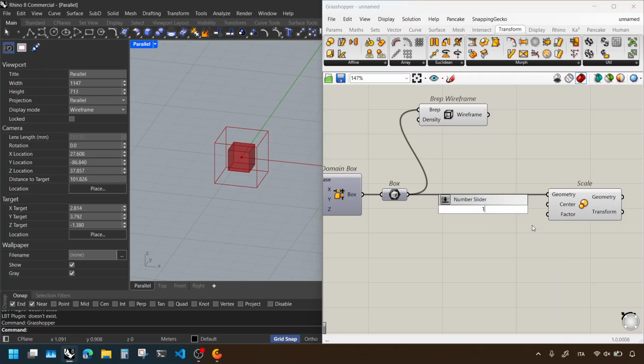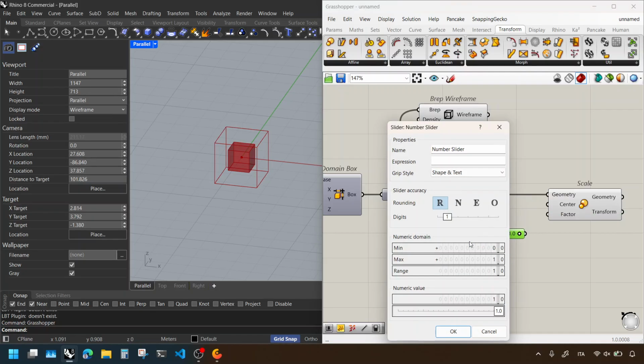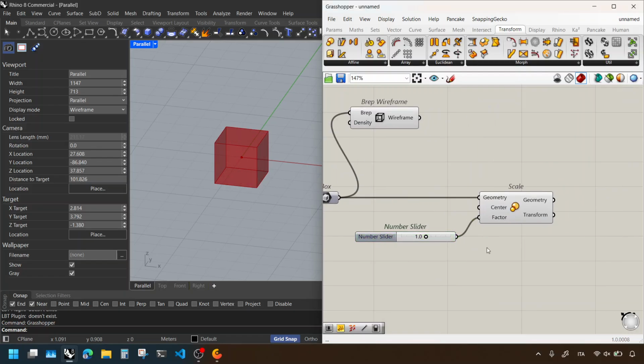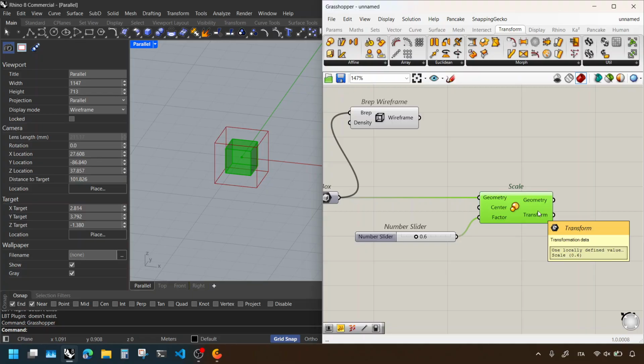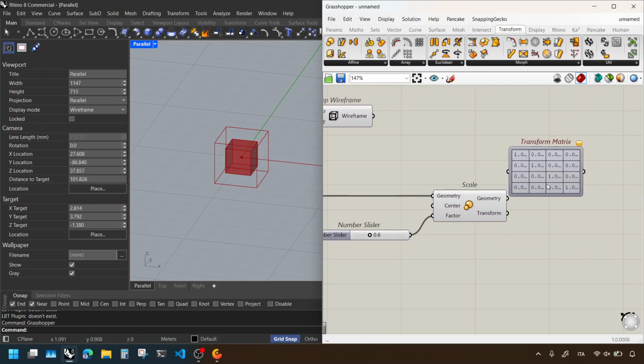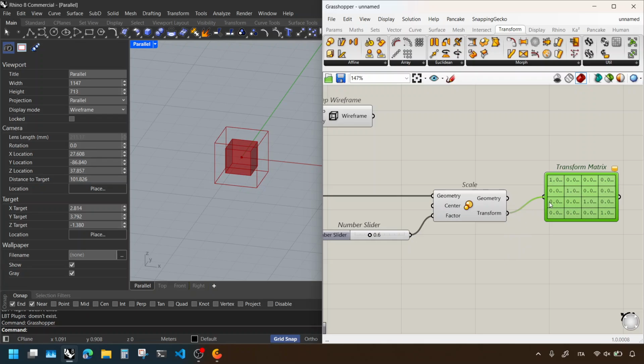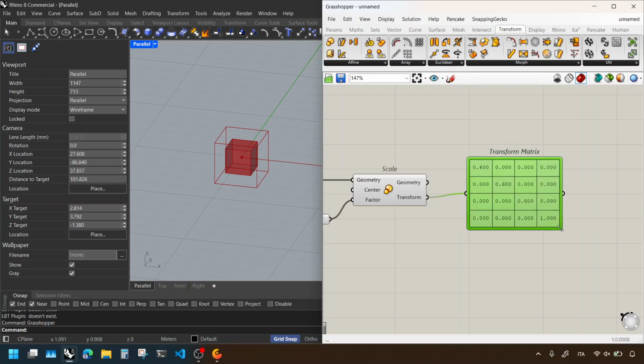And this is really a multiplier, a number. So let's say 1.0. Okay, let's also make it go to maybe 2, why not? Okay, and then if you put it into the factor, you will see that if I slide it around, I get the scaling property. And you'll also see that I get the output geometry, which is just a deformed geometry, and I also get this transform, which by default just says scale 0.6, but if I go to utilities, transform matrix, and I connect this transform to here, you will see I actually get a matrix.